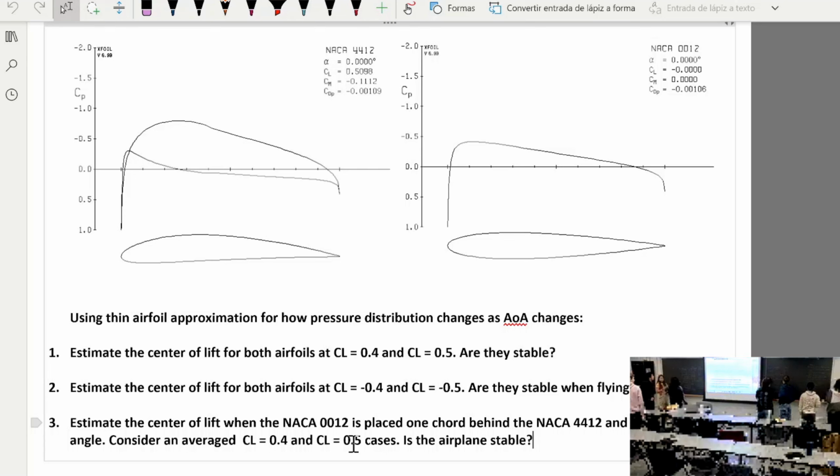So for number 3, we're putting them on top of each other? No, one behind another. So the leading edge of the downstream one is one chord downstream of the trailing edge of the front one. There is one chord length between them. Okay. Yeah, exactly.